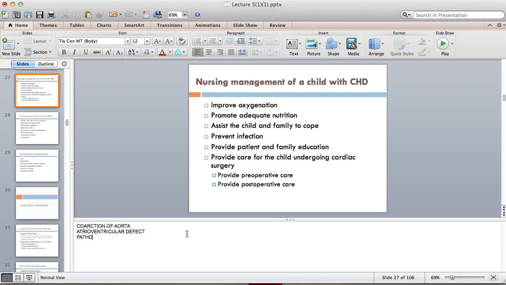So, nursing management in general for a child with congenital heart defect, our goal would be, we need to improve oxygenation, we need to promote adequate nutrition, because we said that these children with heart defect will present as failure to thrive. We need to assist the family in coping with the child that was diagnosed with heart problem. We want to prevent infection, provide patient and family education, and then if the child is going for a cardiac procedure and or cardiac surgery, we need to provide our pre and post-operative care.